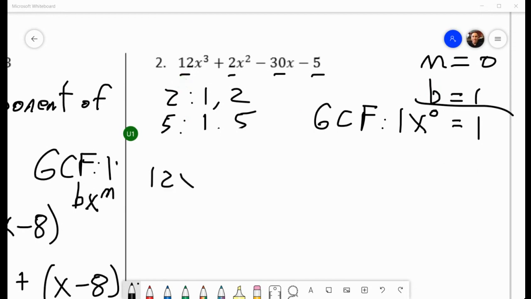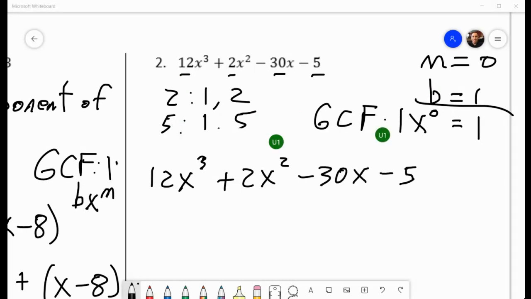So we have 12x cubed plus 2x squared. Let me show all the steps. Someone have a question? Okay. Thought someone had a question. So from here, we have minus 30x, right? We want to change that into addition. Okay? Let me show you why, actually. If we don't do that, and without thinking, we just put the parentheses in like this, well, notice that this is not the same problem anymore.